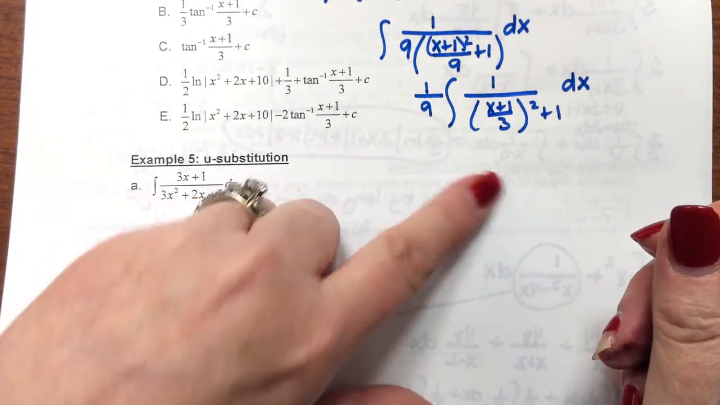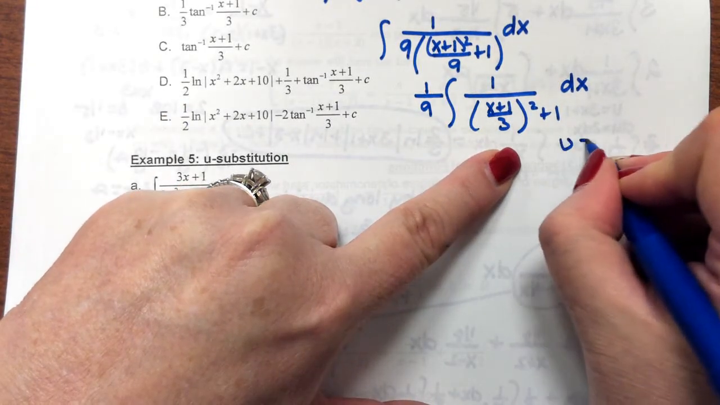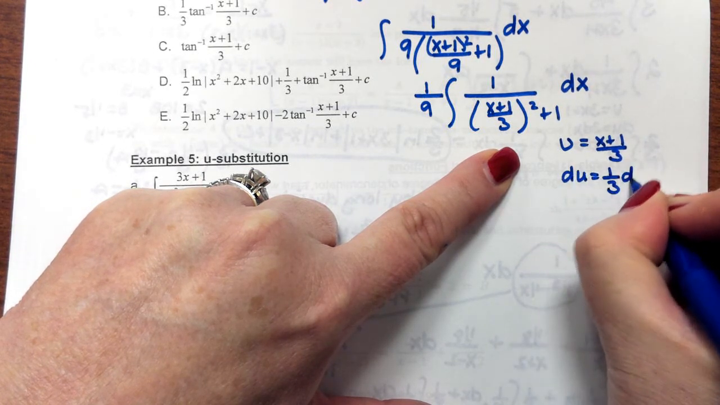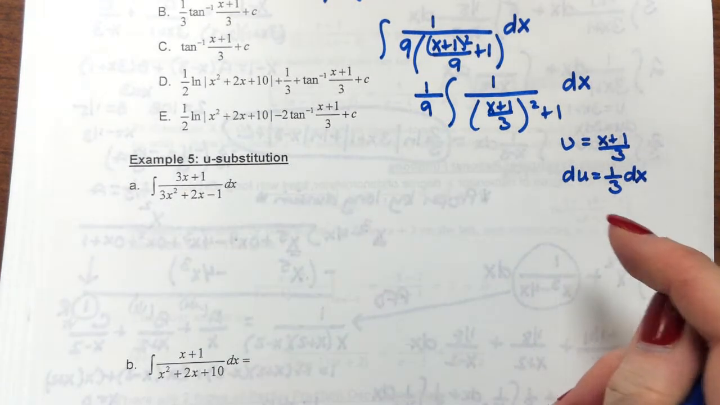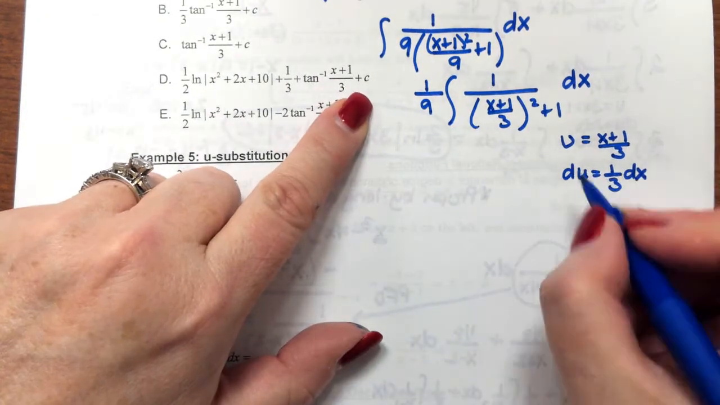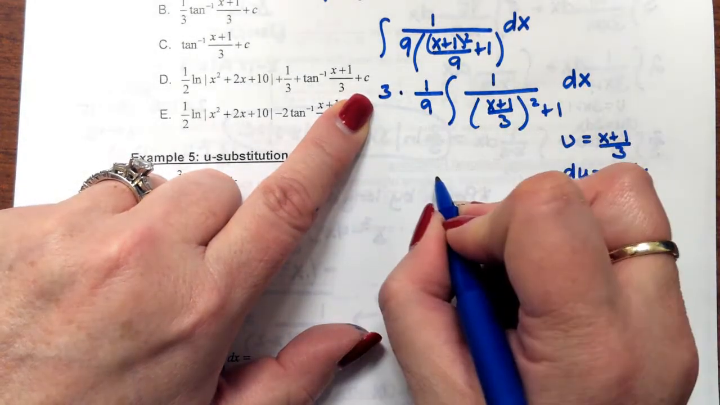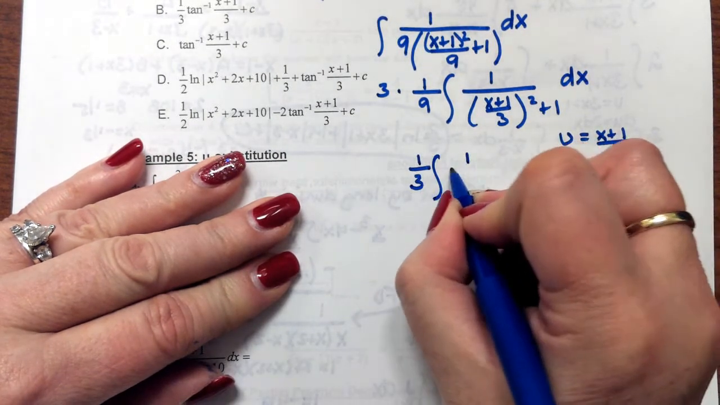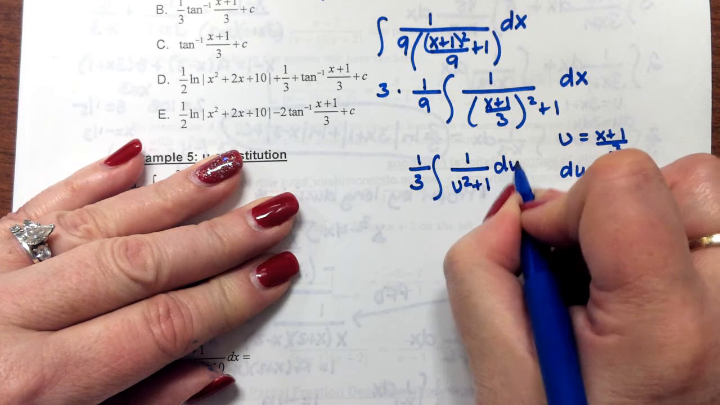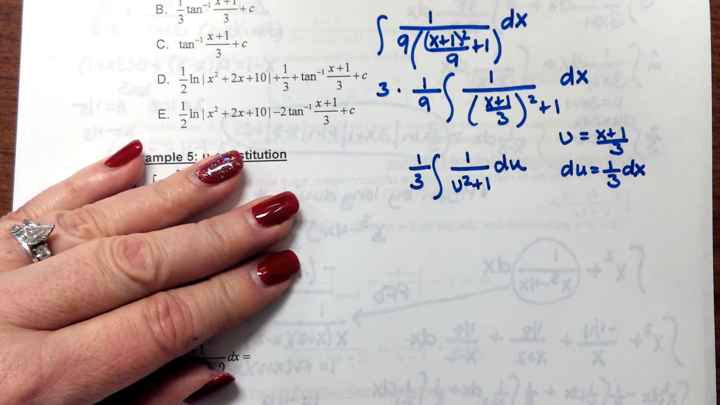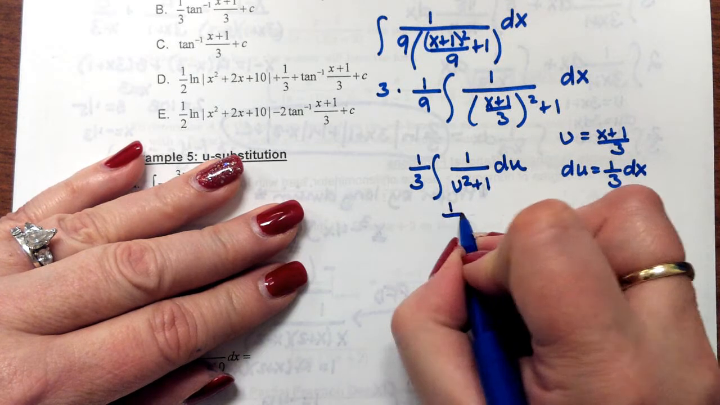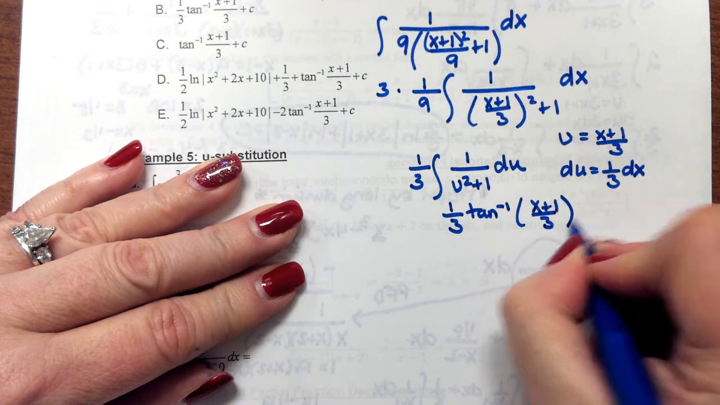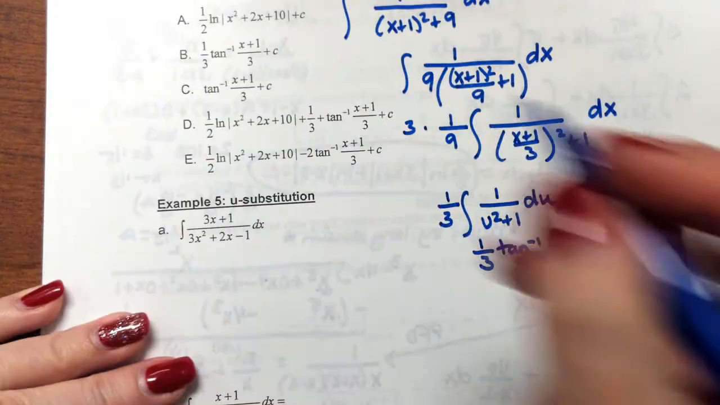So now I'm setting this up as my inverse tangent, so I have to do a u sub. So u is equal to x plus 1 over 3. My du is going to be a 1/3 dx. So I'm going to have to divide a 1/3 out or multiply by a 3. So I multiply 1/9 by 3, that's going to give me a 1/3. So I have 1/3 times your integral of 1 over u squared plus 1 du. So this is now set up for my inverse tangent. So I have 1/3 times your inverse tangent of x plus 1 over 3 plus c. So my answer is going to be B.